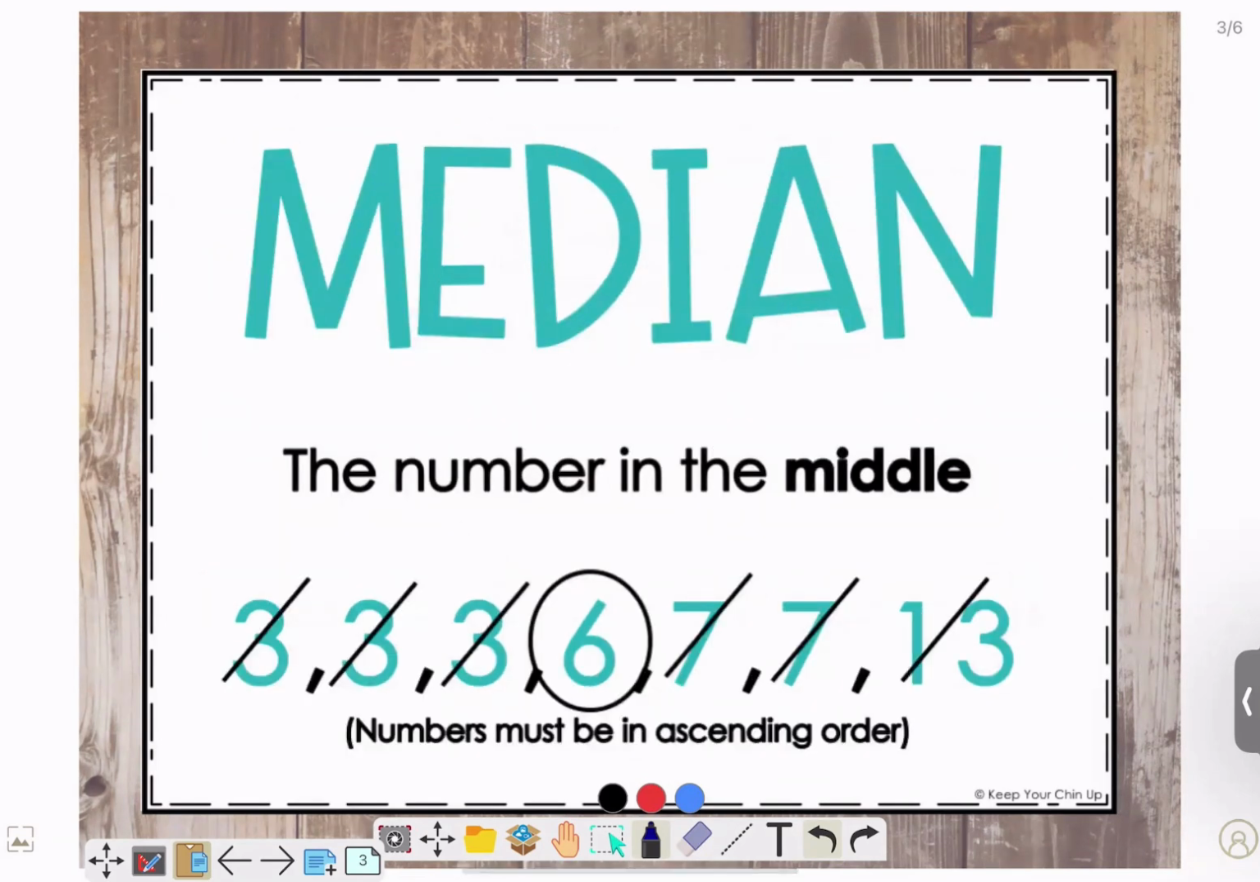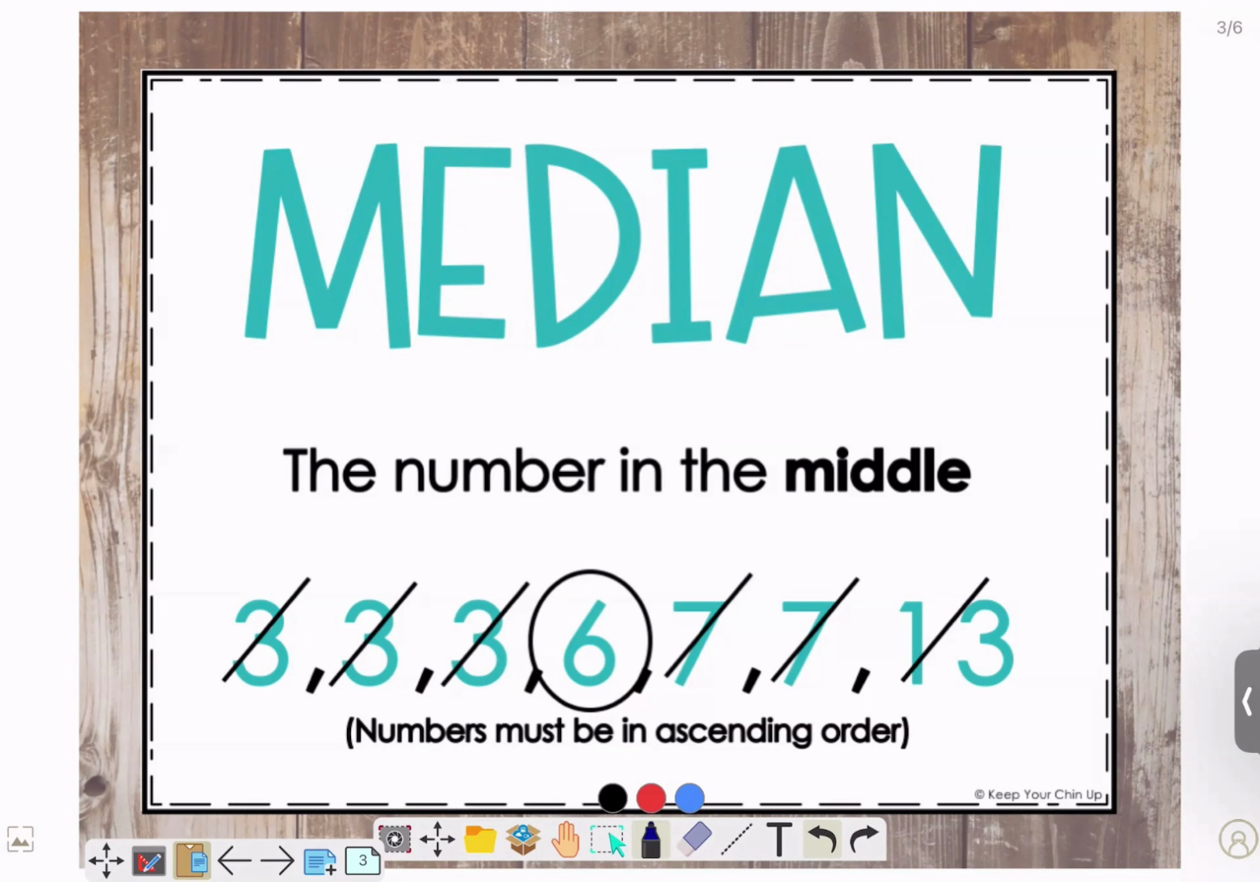Median is the middle value. So if you put all of your values in order from smallest to greatest, the one that appears in the middle is the median. If you do have no exact middle, so maybe you have an even number of values, then you would take the average of the two numbers that appear in the middle.